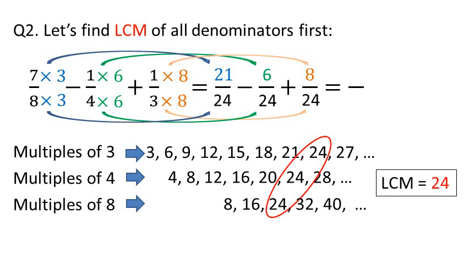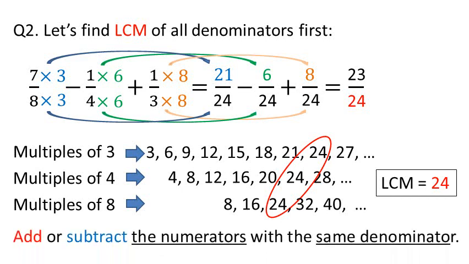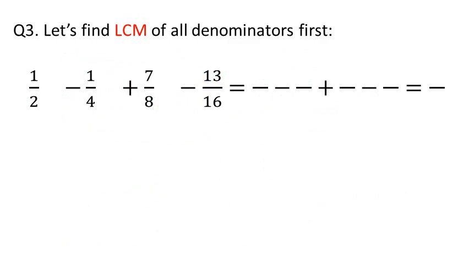21 minus 6 plus 8, which is 23. The denominator stays the same as 24. The final answer is 23 over 24. Again, you only calculate the numerator and the denominator stays the same. Let's move on to the last question.